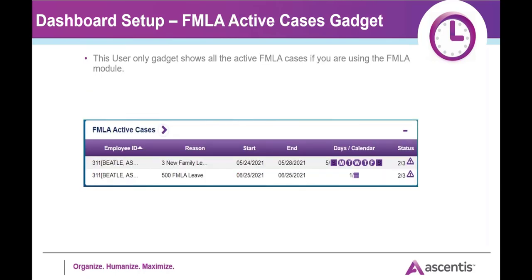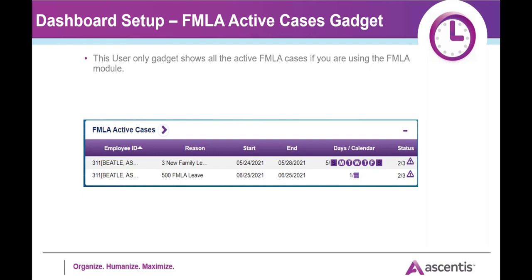The next one is the FMLA active cases gadget. This is a user-only gadget, and you must be using the FMLA module in order for it to be active. This will show you all of the current active FMLA cases in the system, start and end time, and then also the days and calendar. So what days are the employees having off for this leave? That last column shows the status.